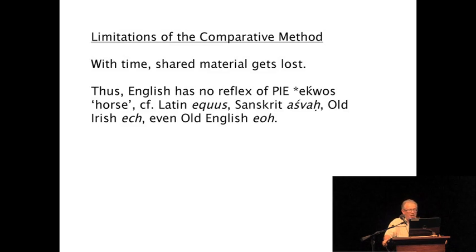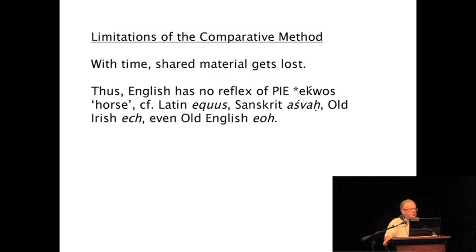One is that with time, shared material gets lost. As it happens, from the Indo-European languages that are attested, we know that there was a Proto-Indo-European word, something like ekwos, meaning a horse. We find it in Latin, we find it in Sanskrit, we find it in Old Irish, we even find it in Old English, but it has not survived to the modern language. So material gets lost. That makes the comparison more difficult because you have fewer items to work with.